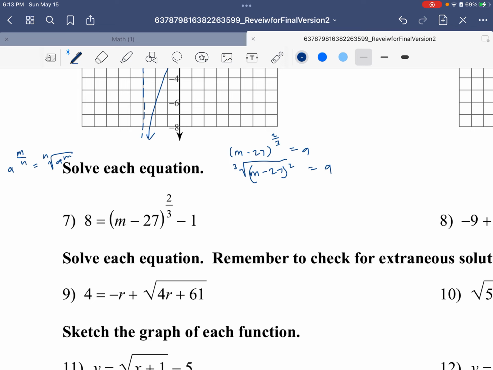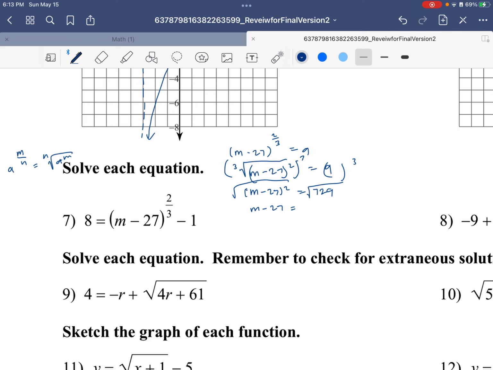To get rid of our square root, since we're solving for m right now, we're going to need to raise each side to the power of 3. That leaves us with m minus 27 squared equals 9 to the power of 3, which is 729. And now we're going to square root both sides to get rid of this, and we're going to have m minus 27 equals the square root of 729.